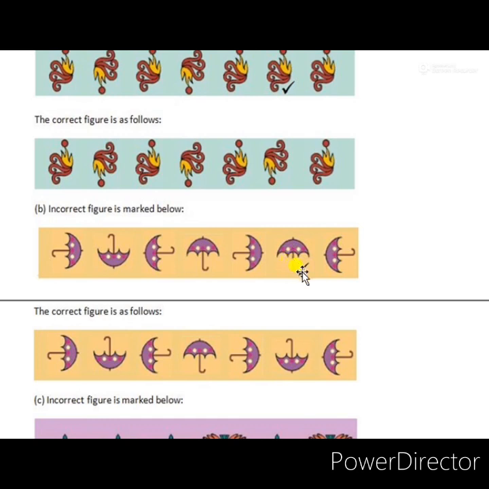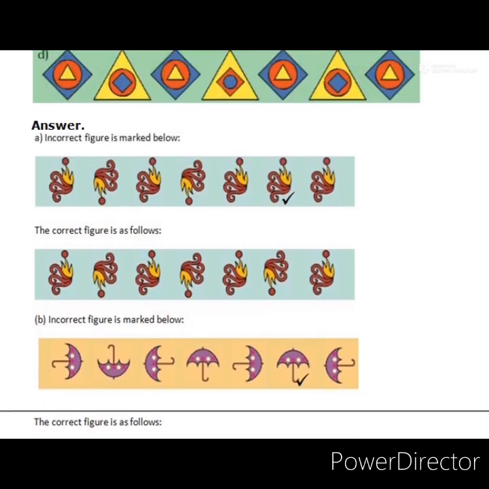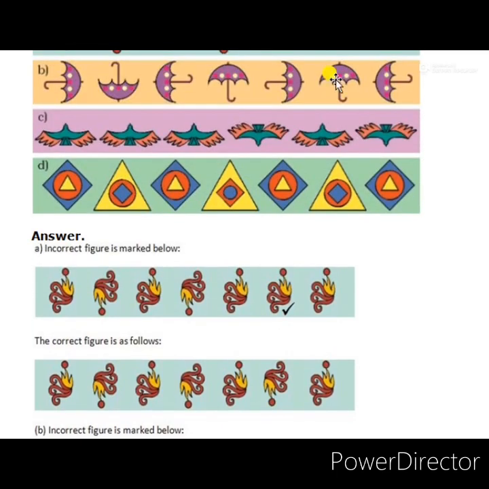Put a tick mark in the sixth figure, and this is the correct pattern of this figure. Now we will move to question C. In question C, we have been given a figure or pattern of a bird flying. We have been given the figure of a bird.